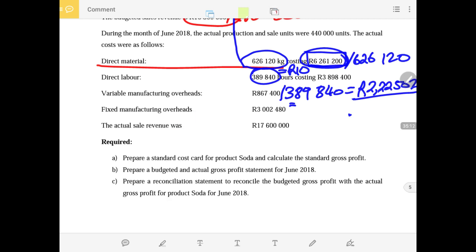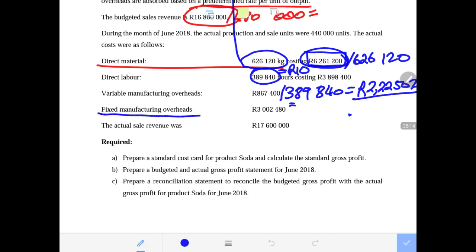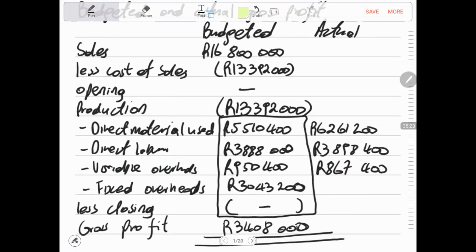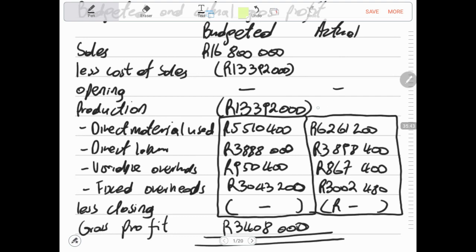Then we go to the fixed one. The fixed overheads or manufacturing overhead is 3,002,480 rands. So there was also no closing inventory, and there was also no opening inventory. Then I can get to my production cost in total, which is equal to my cost of sales.